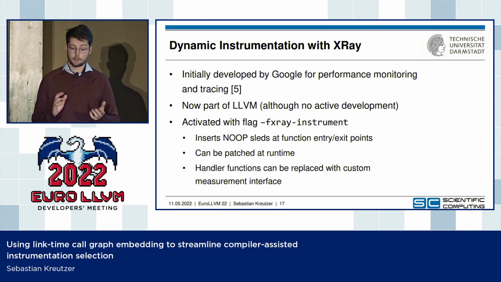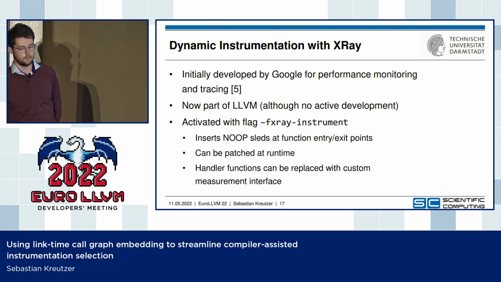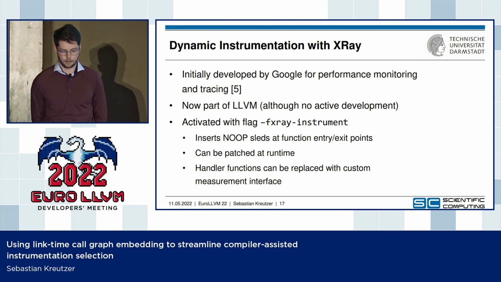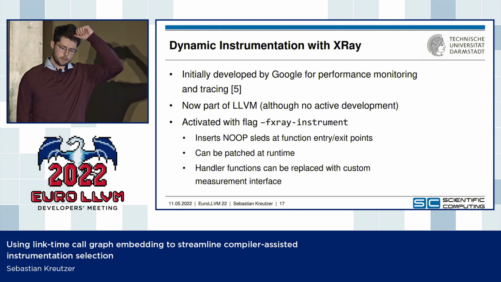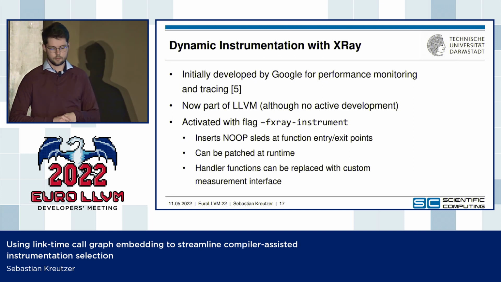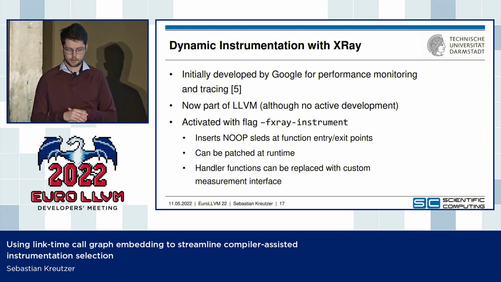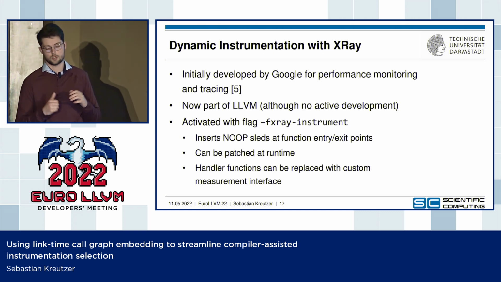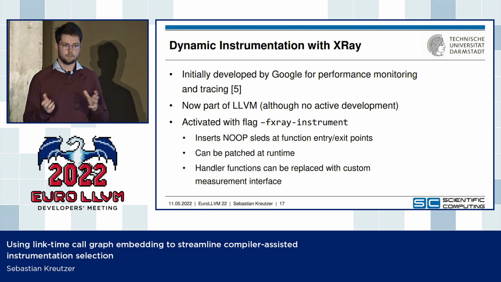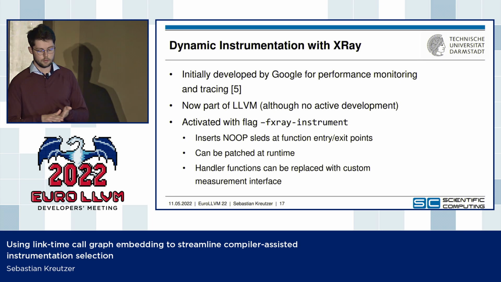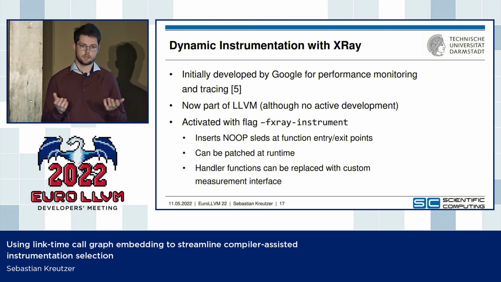So for dynamic instrumentation, we use XRay, which is a tool which was initially developed by Google for performance monitoring and tracing, and which was integrated into LLVM, although as far as I'm aware, there's no active development at the moment. So this can be easily activated with the flag -fxray-instrument. And what it does is insert no-op sleds at function entry and exit points, which can then be patched at runtime. And the handler functions that are called can be replaced with a custom measurement interface.